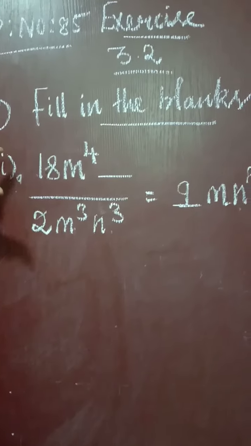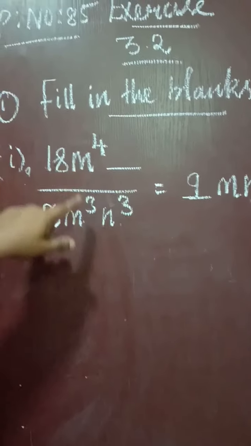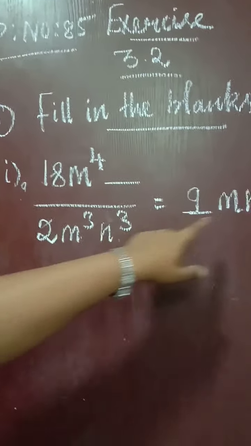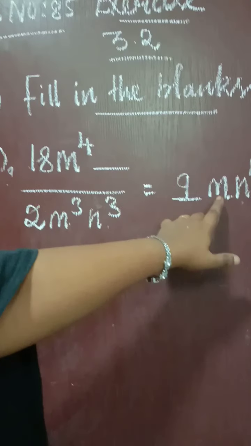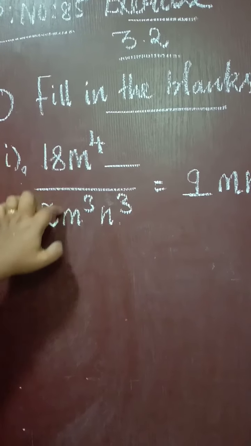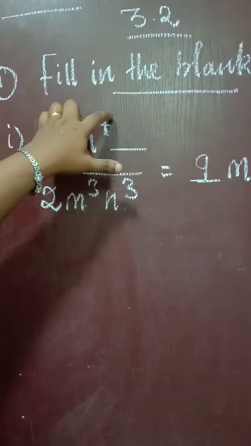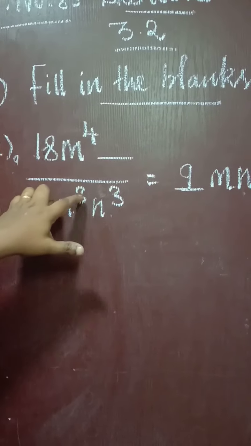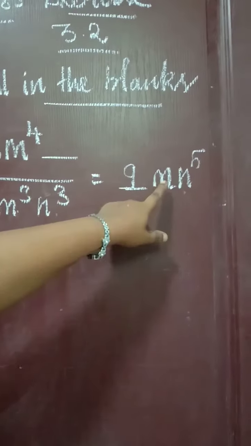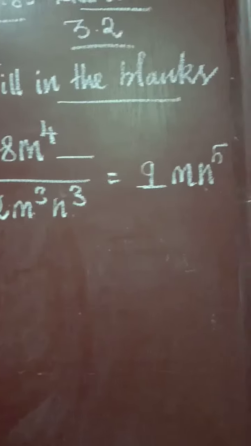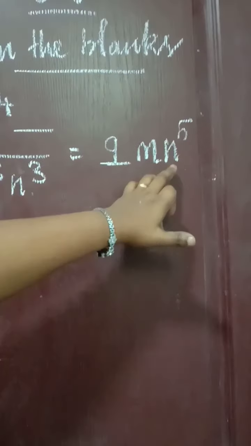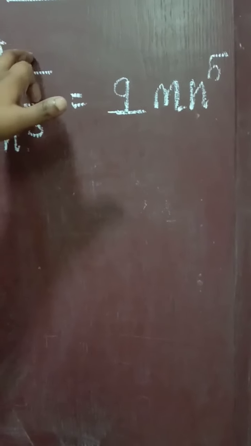Listen. Here m power 4, m power 3. How will the m come? Here the base is the same, so we subtract the power. 4 minus 3 is 1. So m power 1 means m. Here n power 5 is coming. So here which number comes? Here 5 comes.